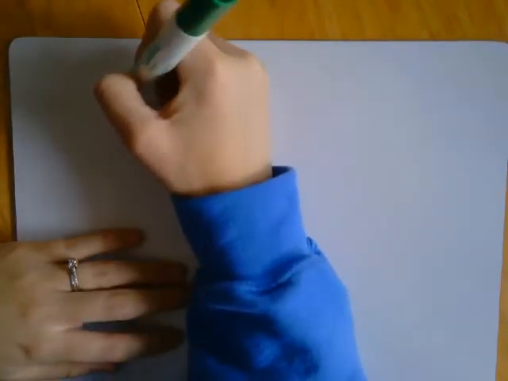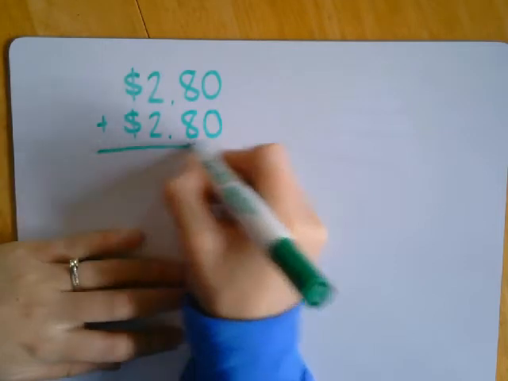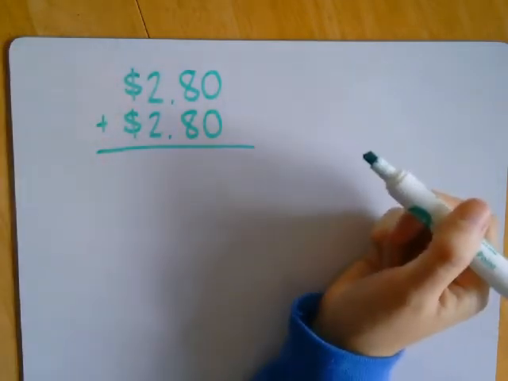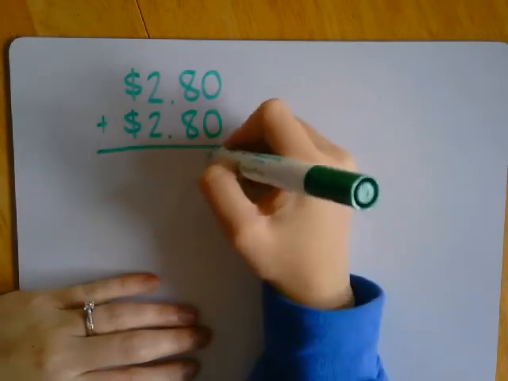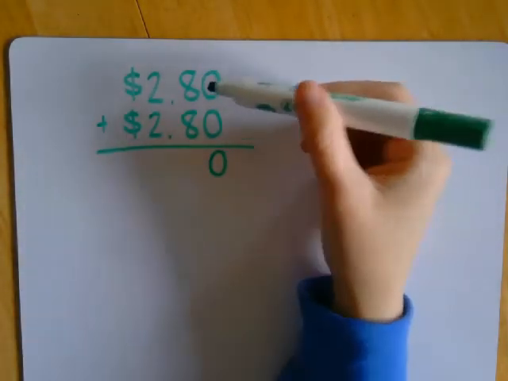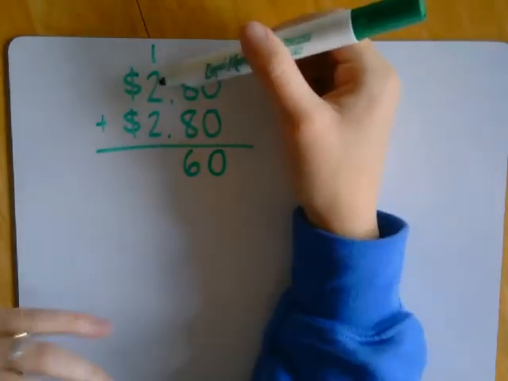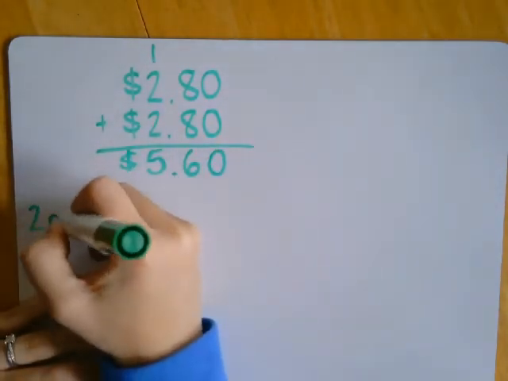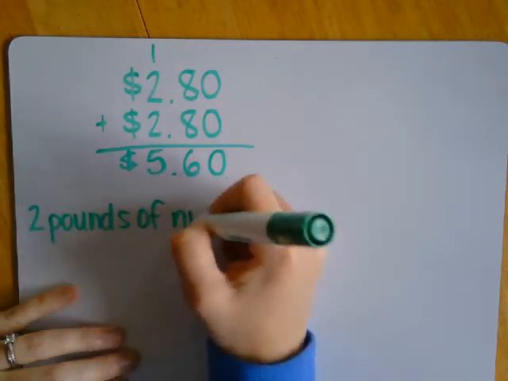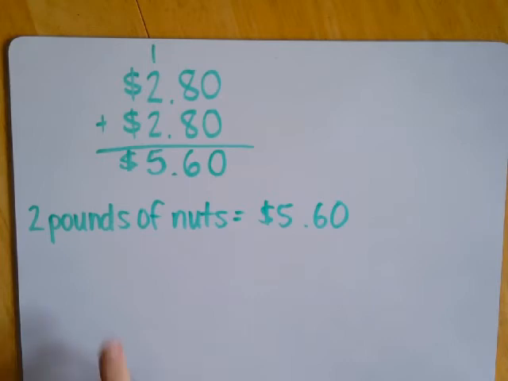So starting with adding. Remember, 1 pound of nuts cost $2.80. He bought 2 pounds. So starting in the hundredths place, if I add 0 plus 0, I get 0. Moving to the tenths place, 8 plus 8 is 16. And then the ones place, 1 plus 2 is 3, plus 2 more is 5. So 2 pounds of nuts equals $5.60. Super important that you label what you're working with. That way your answer makes sense.